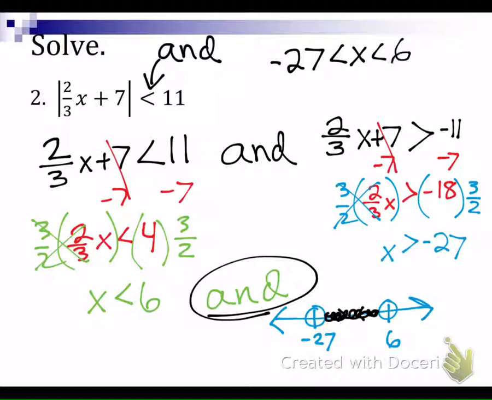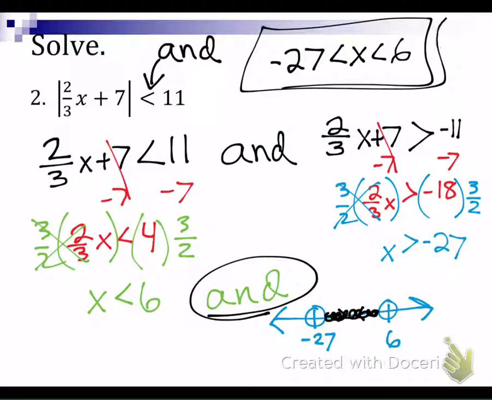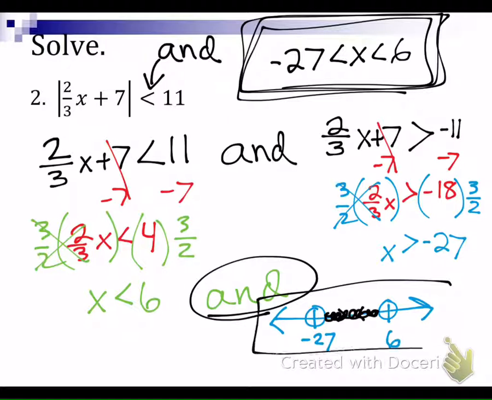Which is less than 6. All right, I heard a couple of you mumble it. Yes, for ands, we're going to be extra fancy, okay? We are going to get rid of the word and. We're going to write it as one big inequality. Yeah, the graph is part of your solution as well.